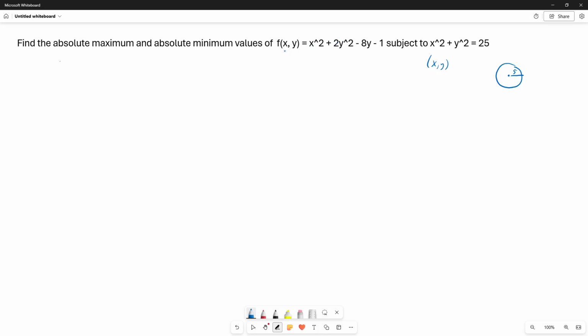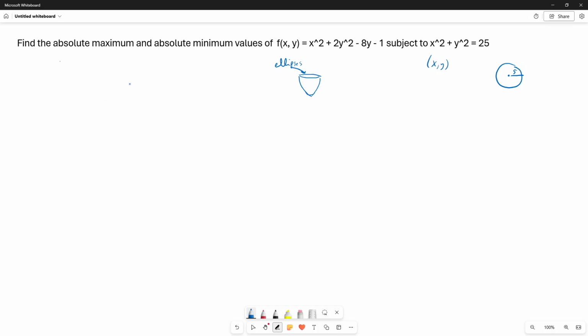And the function x squared plus 2y squared minus 8y minus 1, the graph of that in xyz space is an elliptical or elliptic paraboloid. The cross sections are ellipses. So we would like to know the maximum and minimum values of this function as the coordinate pair ranges on this circle.